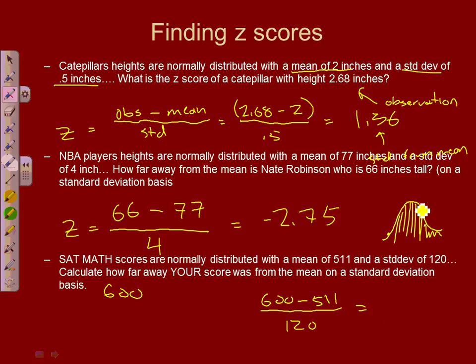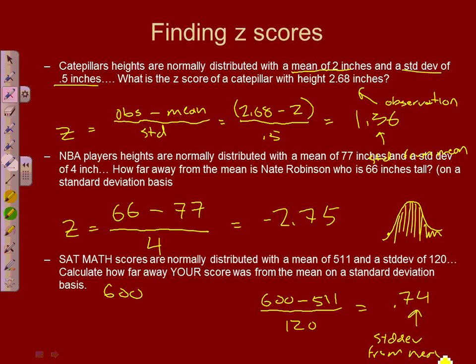I got 0.74. This is not a percentage. This is the standard deviations away from the mean. So I'm 0.74 standard deviations greater than the mean if I got a 600. Well, guess what we can do with this information? We can use the normal CDF to figure out the percentile that I was in, to figure out how much better I did than what percentage of all the students.